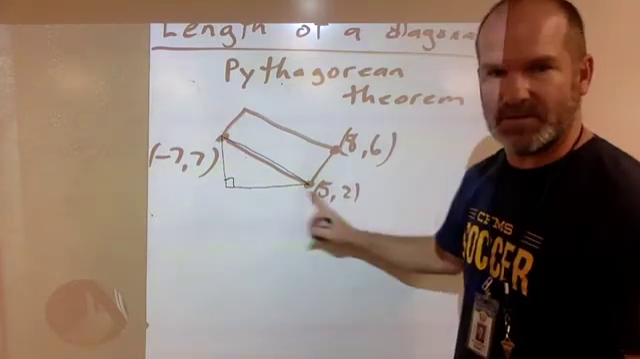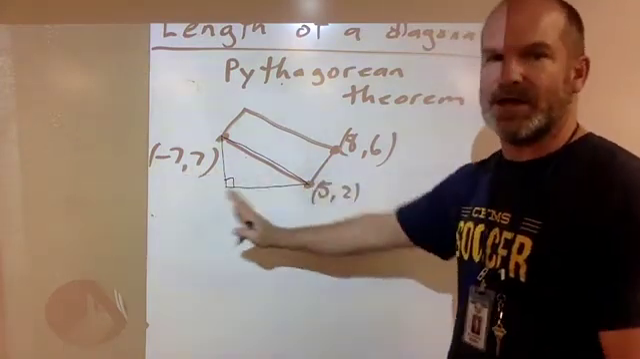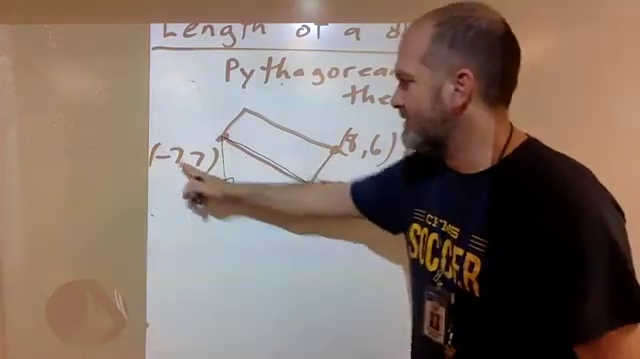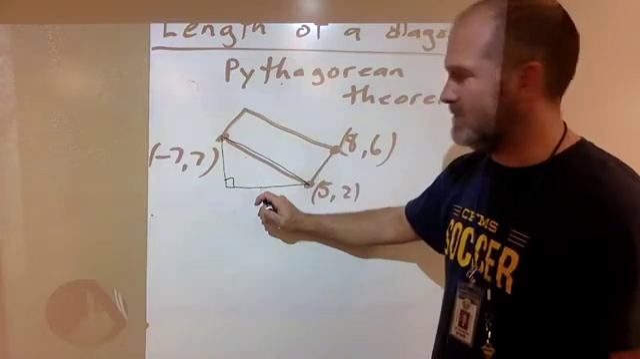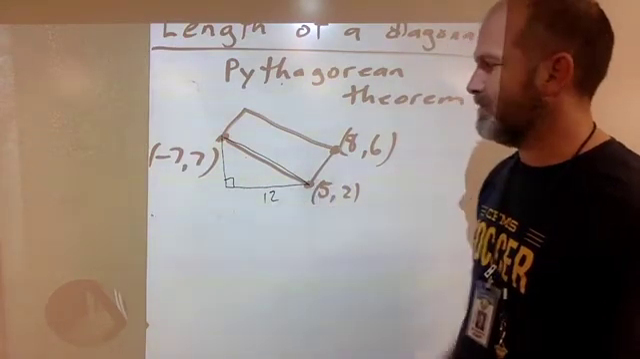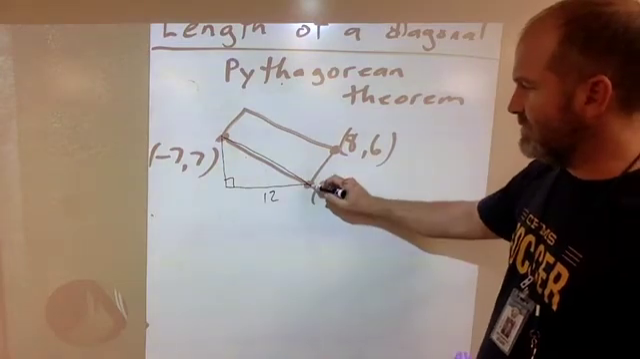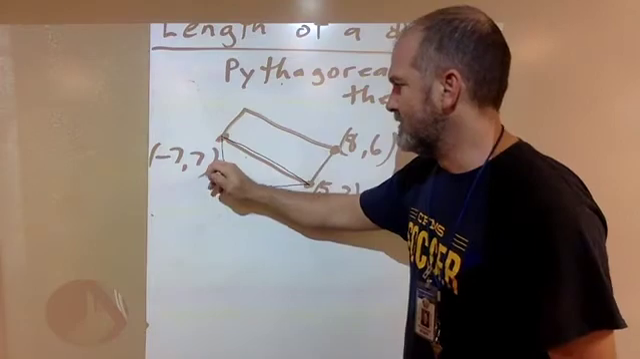That's the x coordinates. The x coordinates of your points are the ones that tell you the distance from side to side. So from -7 all the way to 5, well, it takes 7 spaces to get to 0, and then another 5 spaces to get to 5. That's 12 spaces. How about from 2 up to 7? From 2 up to 7, that's 5.